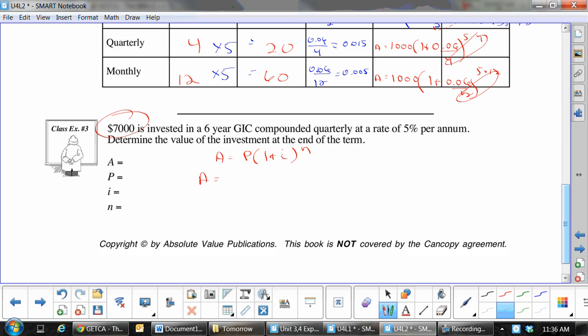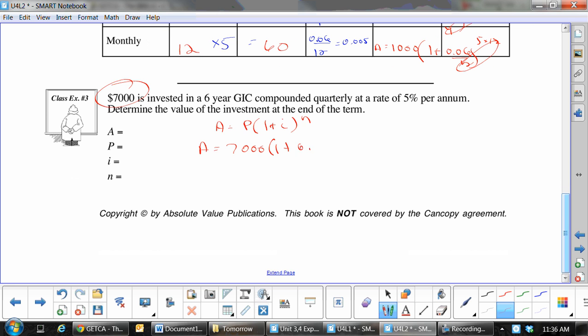So A equals 7,000 is put in. This would be 1 plus 0.05 over 4 to the 6 times 4. 6 years. Okay, does that make sense?